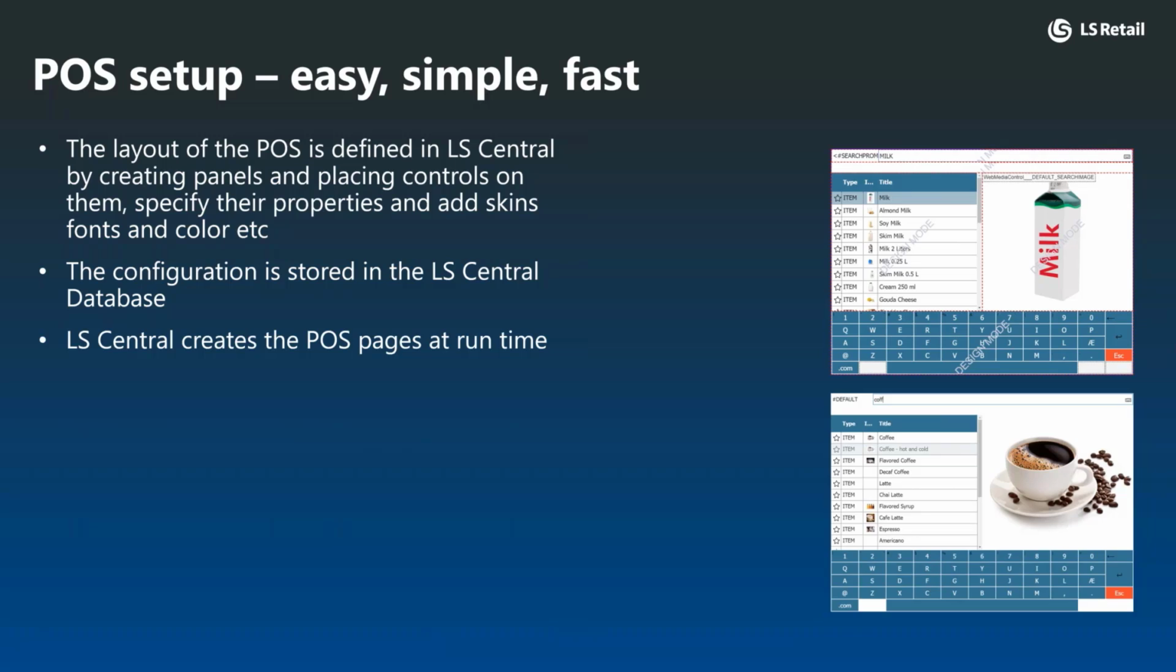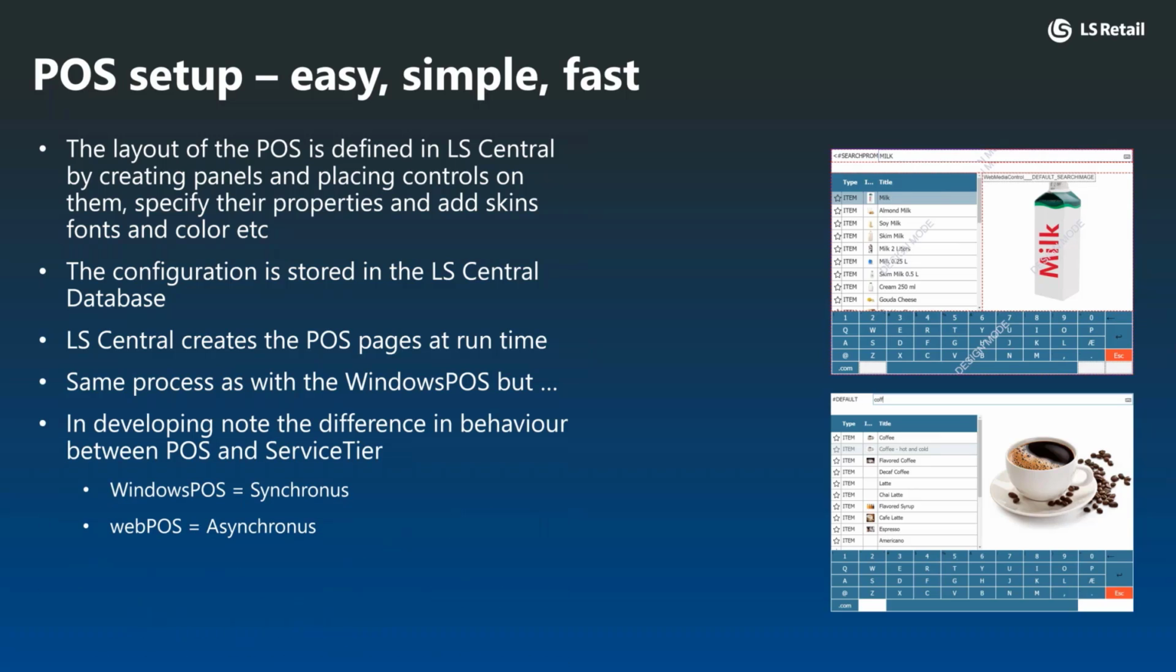LS Central then creates the POS pages at runtime. Now this is the exact same process as we know from the Windows POS, but in development we need to be aware of the fundamental difference in behavior of the web client versus the Windows client, or the JavaScript add-in versus the .NET add-in. The POS is written as an add-in. In the Windows client it was a .NET add-in, but in the web POS it's a JavaScript add-in. And JavaScript add-ins are asynchronous, but the .NET add-ins are synchronous.